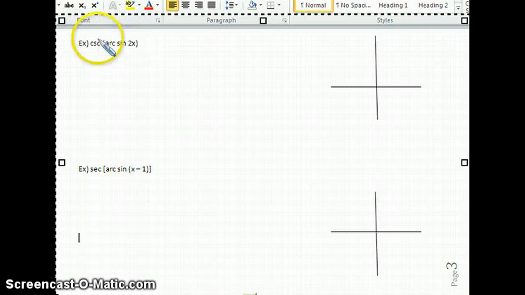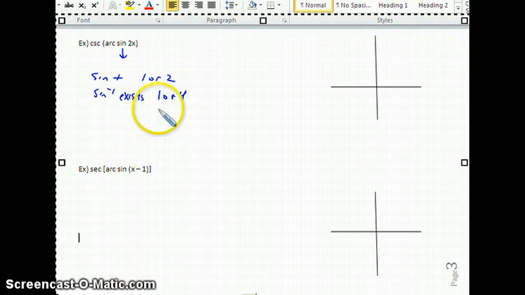Alright, taking a look at the next problem, I want you to find the cosecant of the arc sine of 2x. Well, we just actually did this a second ago, the arc sine of 2x. We asked ourselves where is sine positive and where is the sine inverse, where does that exist? Sine is positive in the first or second quadrants, and the sine inverse exists in 1 or 4. So therefore we've limited it to the first quadrant.